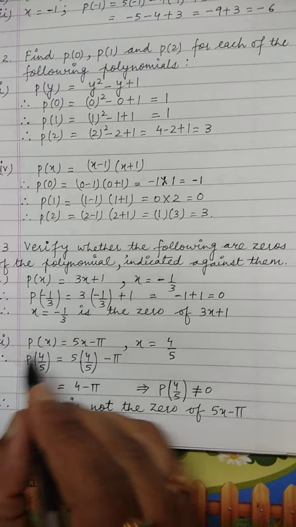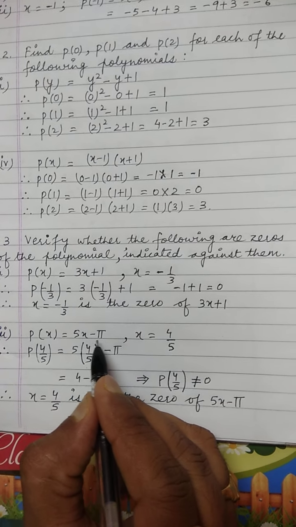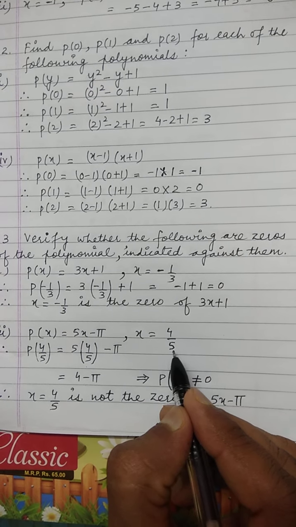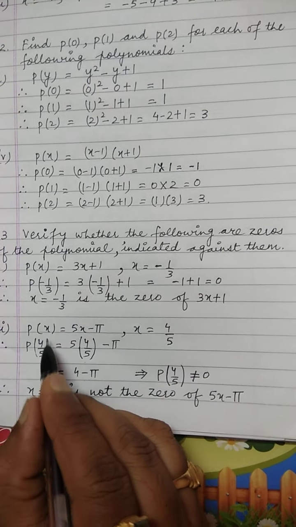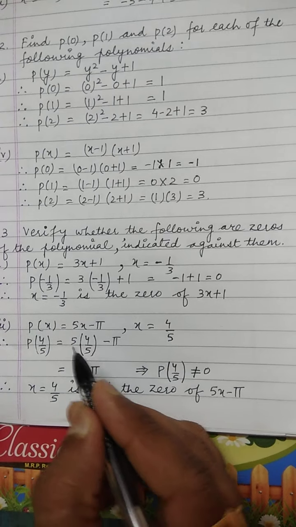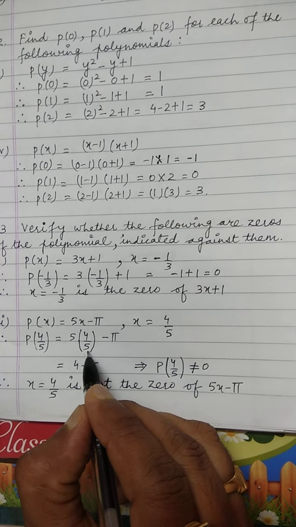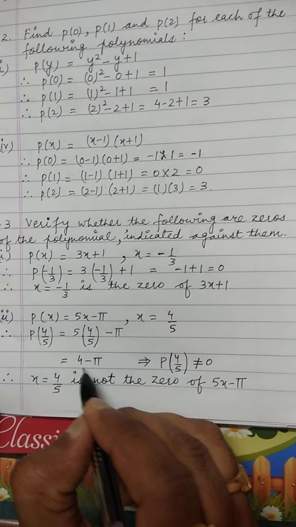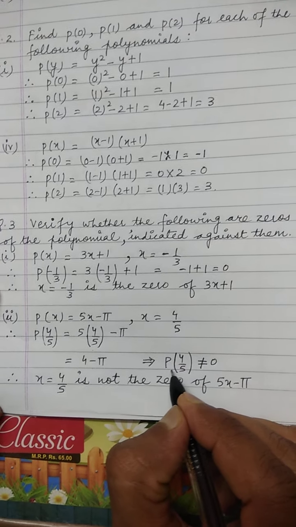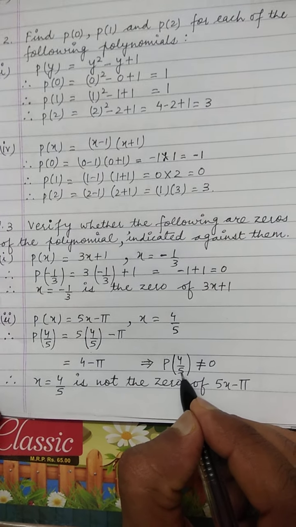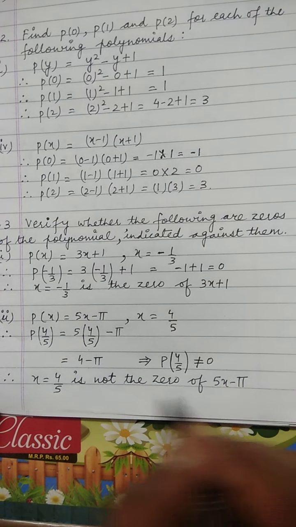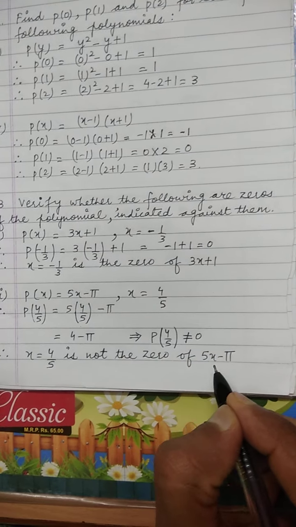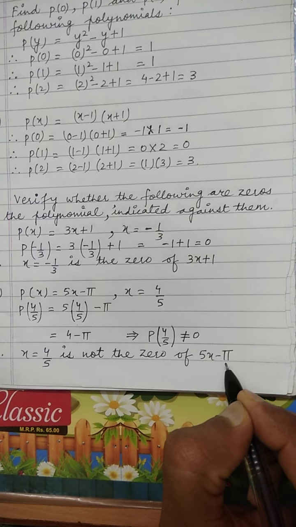Come to the second part. p(x) is equal to 5x minus pi and value indicated is x equal to 4 upon 5. Substitute x equal to 4 upon 5 in the polynomial. You will get 5 into 4 upon 5 minus pi. So 5 and 5 will be cancelled out and you will get 4 minus pi. So we conclude that p of 4 upon 5 is not equal to 0. So we can say that x equal to 4 upon 5 is not the zero of the 5x minus pi.